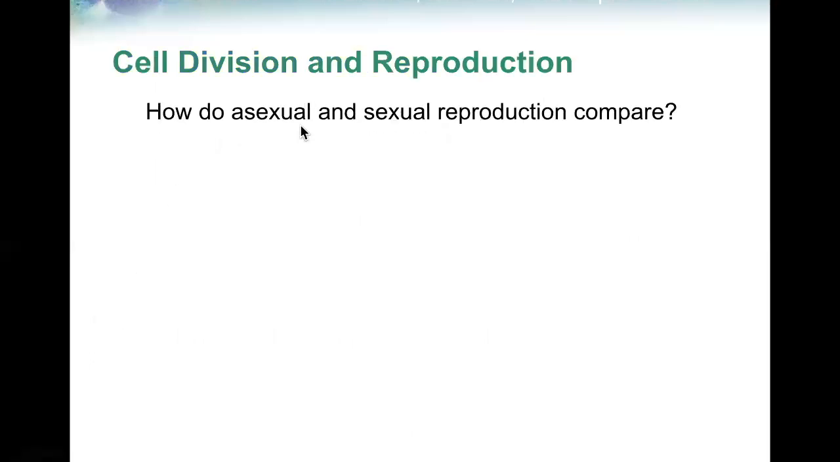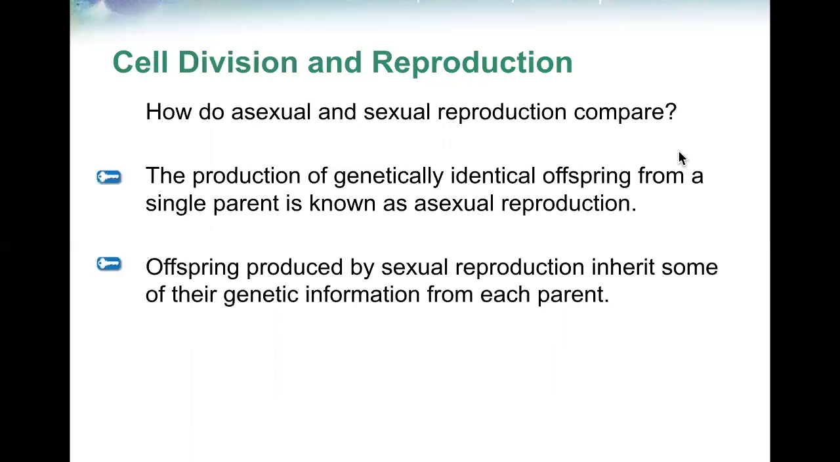So, how do asexual and sexual reproduction compare? The production of genetically identical offspring from a single parent is known as asexual reproduction. Offspring produced by sexual reproduction inherit some of the genetic information from each parent.